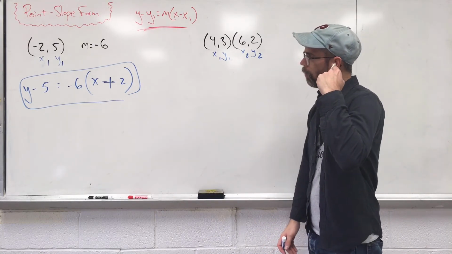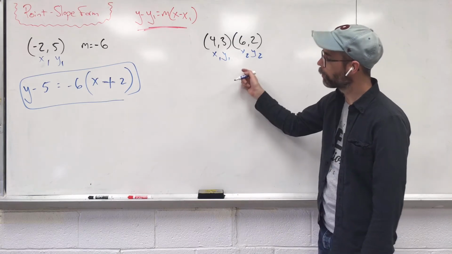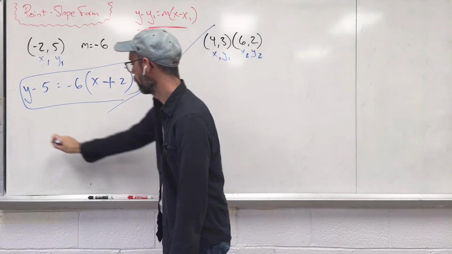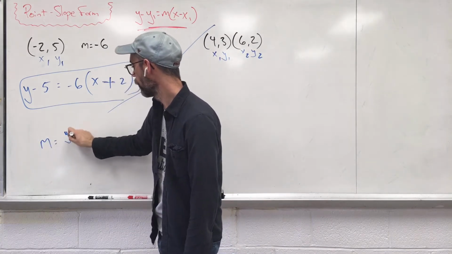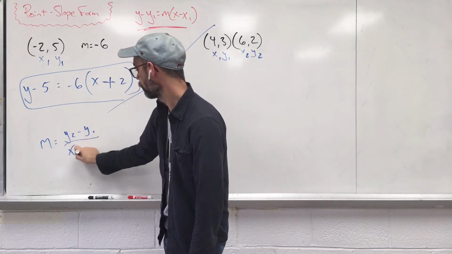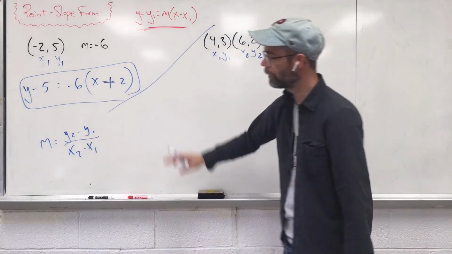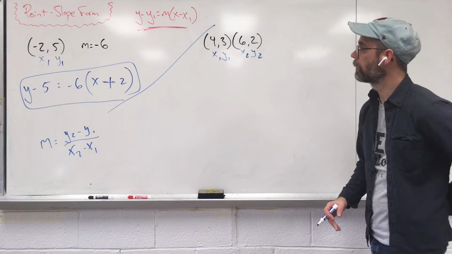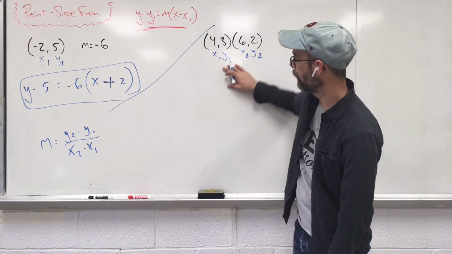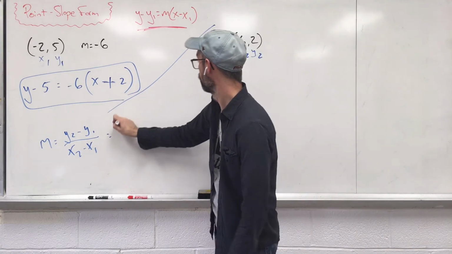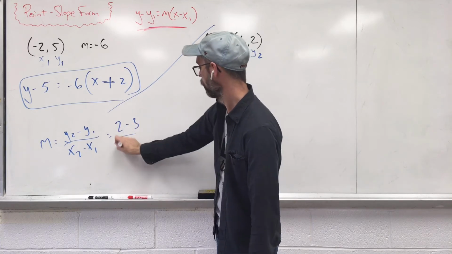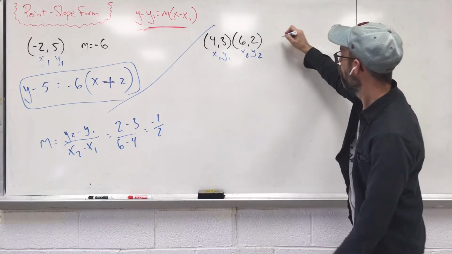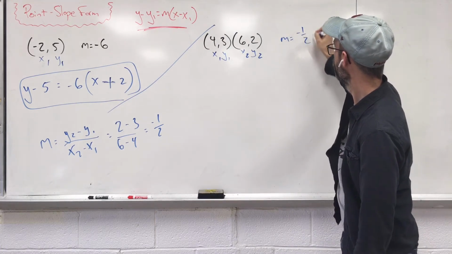So what if you've got 2 points? What do we have to do first? Well, first we got to find slope. So let me come over here. M equals y2 minus y1 over x2 minus x1. When you're dealing with linear equations, you may always have to find that slope if it's not given to you. So let's find it. We're going to take this information, plug it in down there. 2 minus 3 over 6 minus 4. So you get negative 1/2. My slope is negative 1/2.